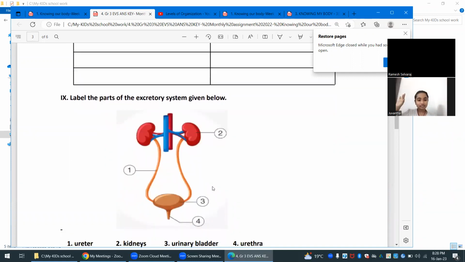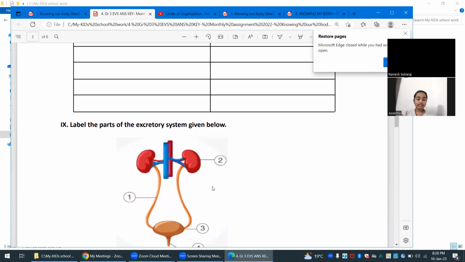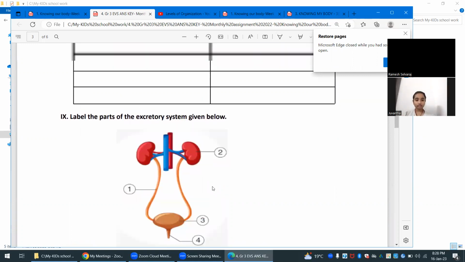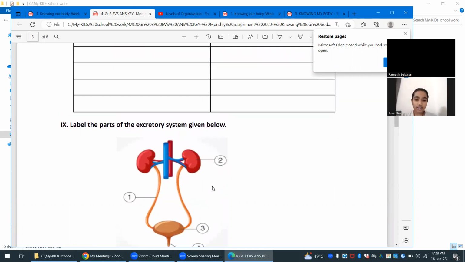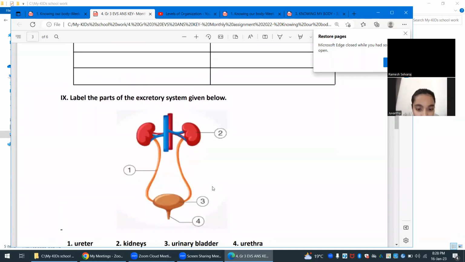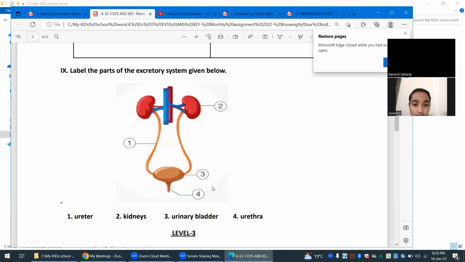Okay, in this picture, I know how to label it. First one is urethra, and the second one is kidney. The third one is bladder, and the fourth one is urethra. Fourth one is urethra, first one is ureter. Yeah, I told it wrong.